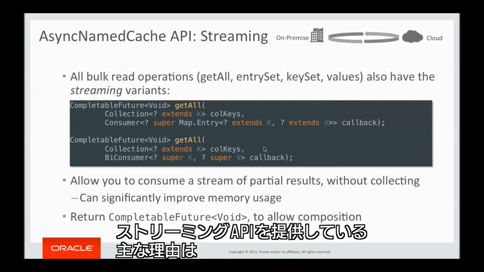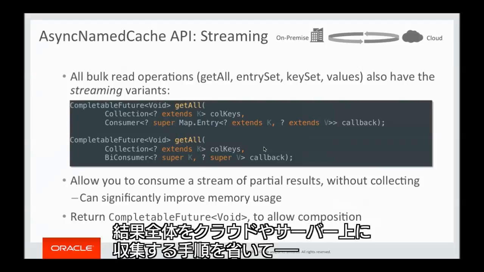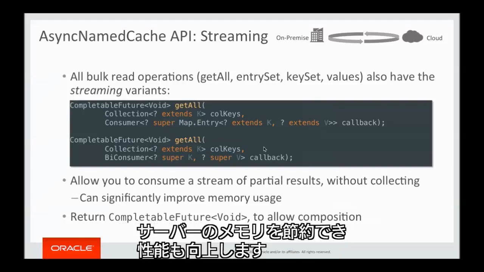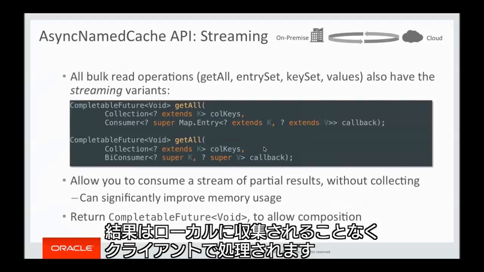We provided both of those, and the main reason for the streaming API in general is to allow you to consume a stream of partial results without collecting them on the client or on the server for that matter, because if we are streaming results back to you, we know we don't need to collect them. It's going to save some memory on the server, it's going to improve performance, and you're going to get the results on the client and process them without ever having to collect them into a local collection.